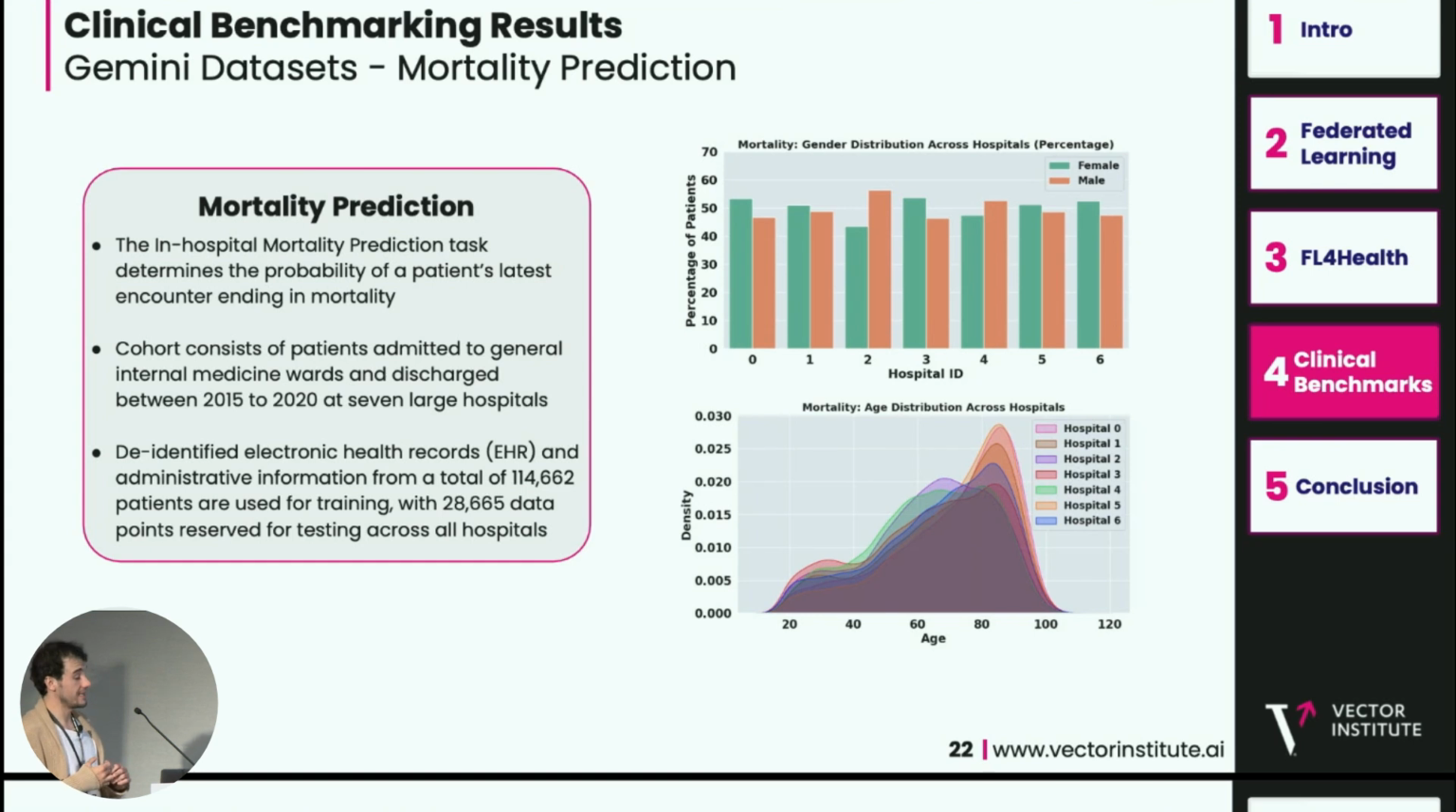So the next data set we're going to go over is a Gemini data set. This is actually sourced from Canadian hospitals from 2015 to 2020, and there are 7 hospitals in total. And we're basically trying to predict whether or not a patient's visit will end in mortality. And again, this is a real healthcare data set, so we see some pretty heavy distribution shifts in it.